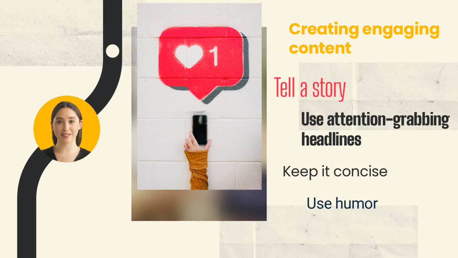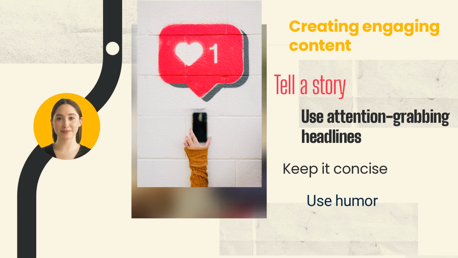Make it interactive. Encourage your audience to interact with your content by asking questions, running polls, or creating quizzes. This can help to create a sense of community and engagement around your content. By following these tips, you can create engaging content that captures the attention of your audience and encourages them to take action. Remember, the goal of your content is to build a relationship with your audience and ultimately convert them into buyers through your affiliate links.